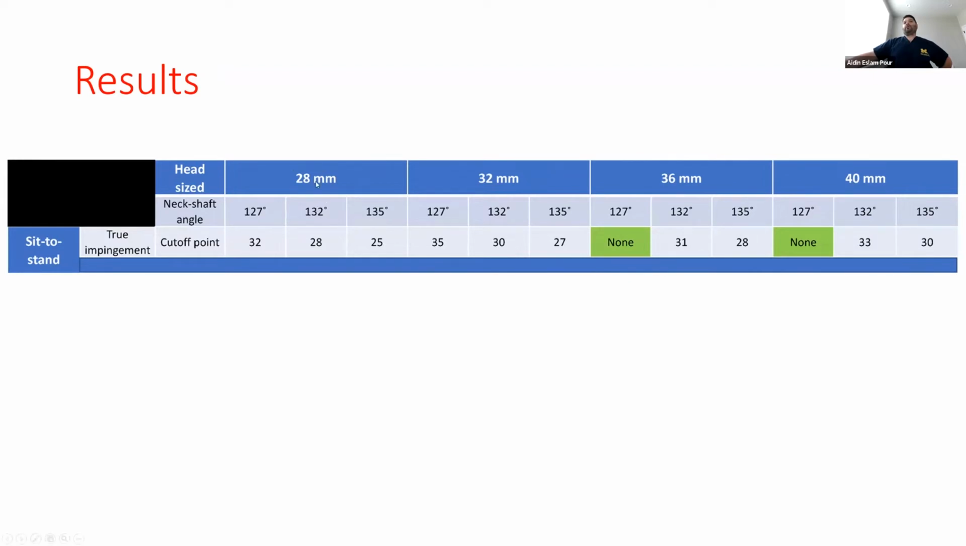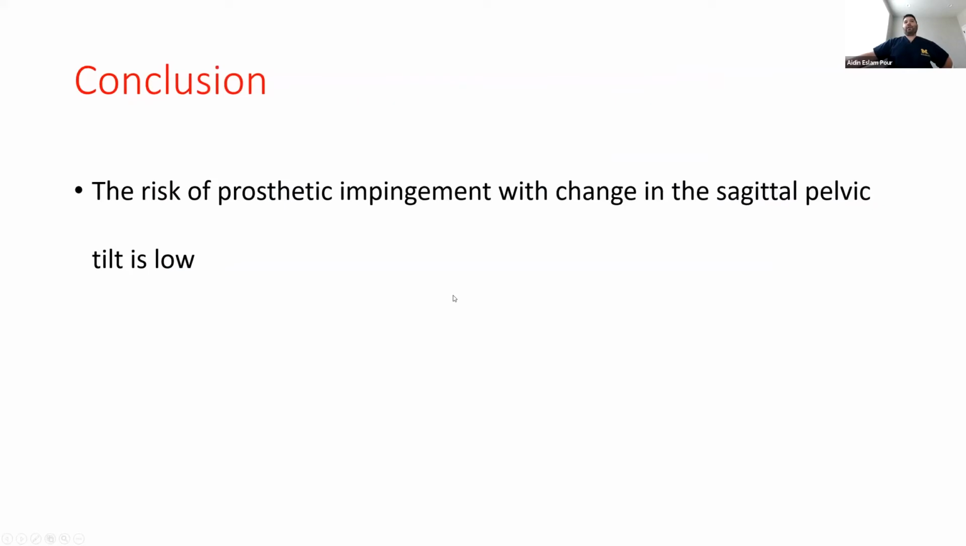Of course, the tolerance is less when you use a smaller head. When it comes to squatting, you have the same finding. The best tolerance is when you use a 40 millimeter head with a 127 degree angle stem, and the least tolerance is seen when you use a 28 millimeter head and a 135 degree neck stem. So overall, the risk of prosthetic impingement with change in the sagittal pelvic tilt is low.